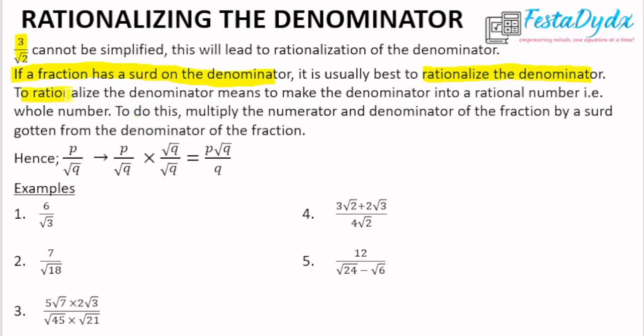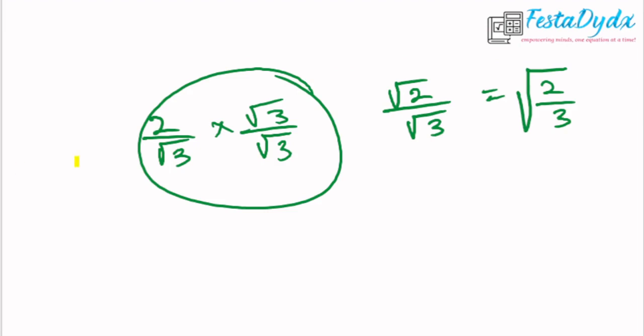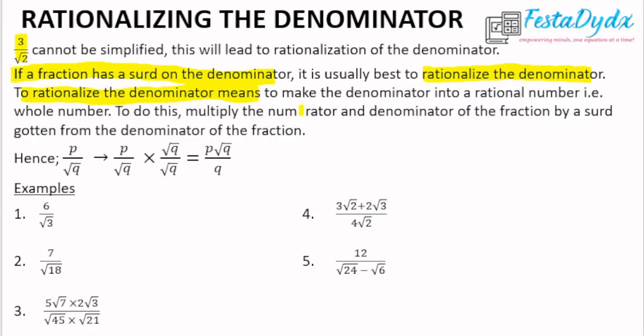It says to rationalize the denominator means to make the denominator into a rational number. If you look at this example here, I told you that we have to multiply the numerator and denominator by the surd. If I multiply the denominators together, root 3 times root 3 is the same as root 9. And what is the square root of 9? 3. It has given us a rational number. That means a whole number for the denominator, no more surd. So that is what we want to say here. It says to rationalize the denominator means to make the denominator into a rational number, that is, a whole number.